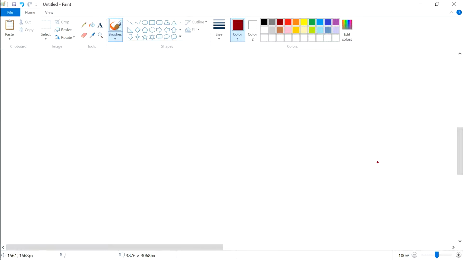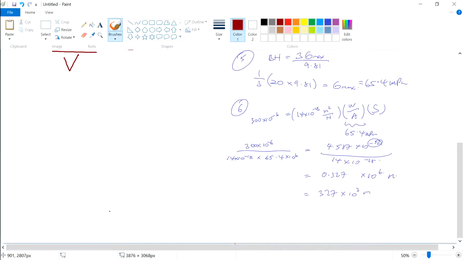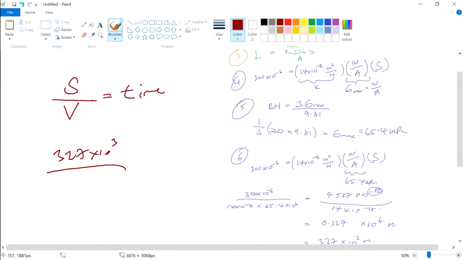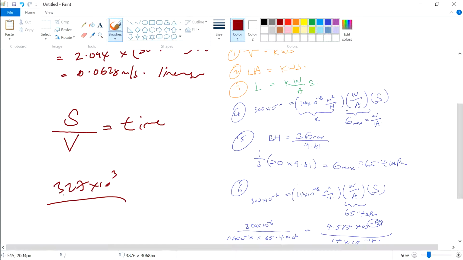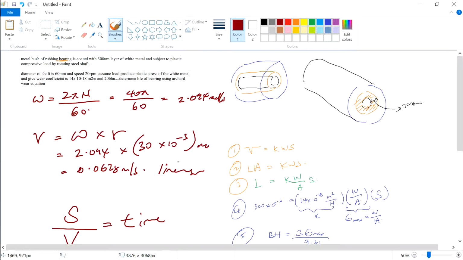Then the next thing is taking your s, your sliding distance, divided by your linear velocity, and you'll get your time taken. I think you get what I mean already. So with velocity 0.0628, what do we have? We would have 5.2 times 10 to the power of 6 seconds, or in other words 1440 hours. And this is only the equation part that you need to talk about.